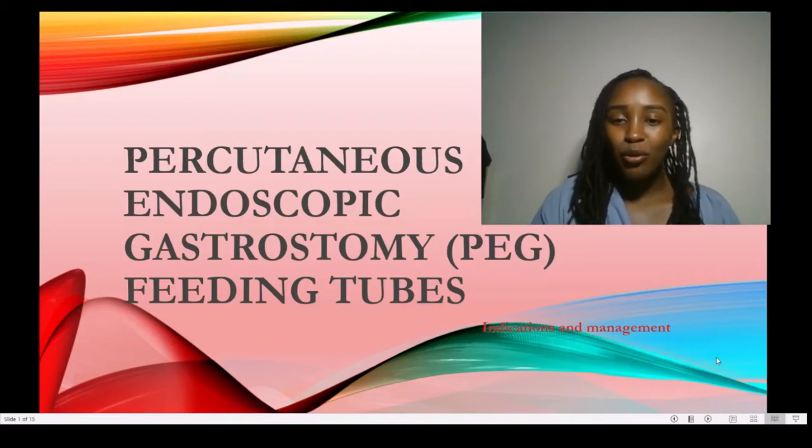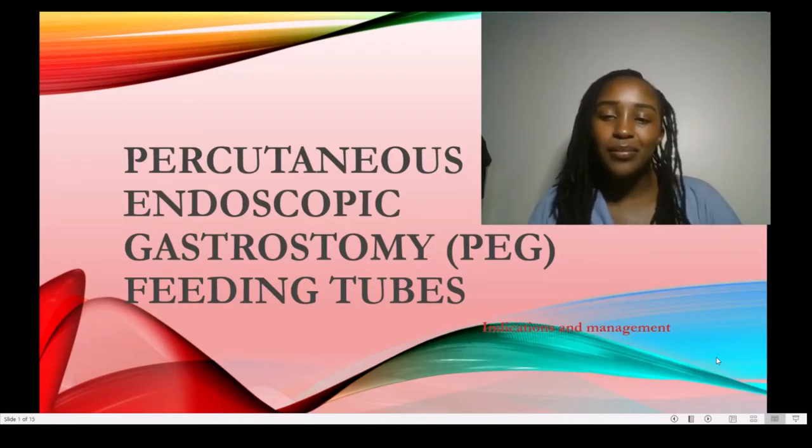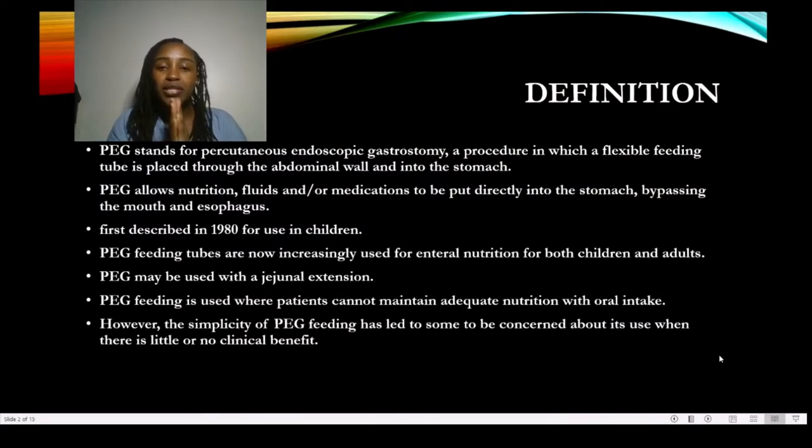So I'll dwell more on the indications and management. So PEG stands for percutaneous endoscopic gastrostomy, and it's a procedure in which a flexible tube is placed through the abdominal wall into the stomach. PEG allows nutrition, fluids, and/or medications to be put directly into the stomach, bypassing the mouth and the esophagus. So it was first described in 1980 for use in children as an alternative route for feeding.